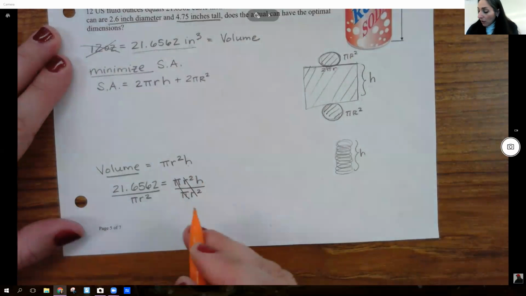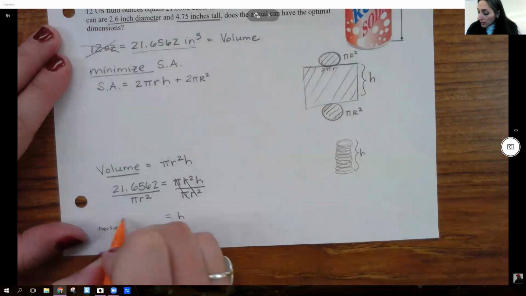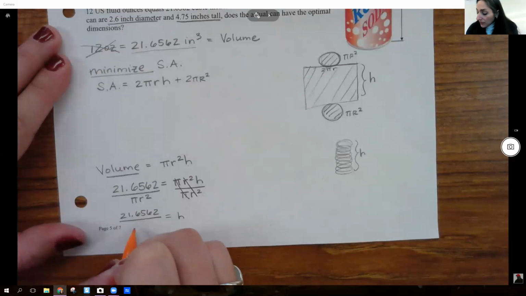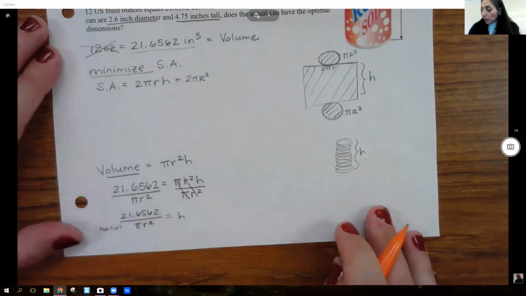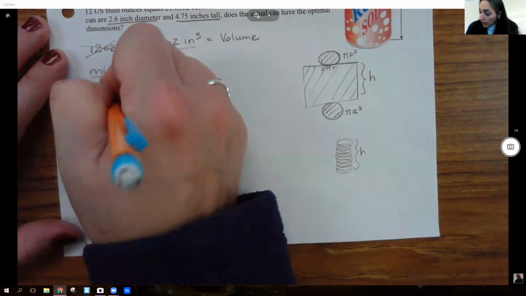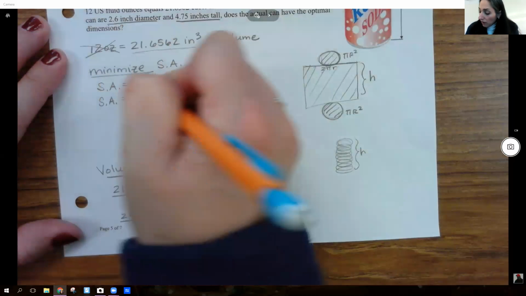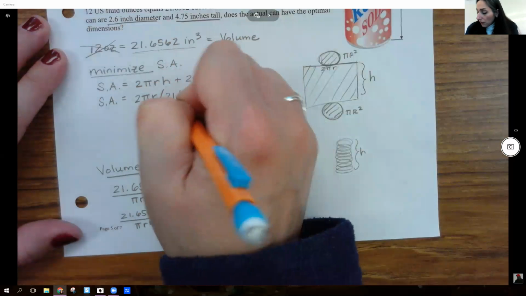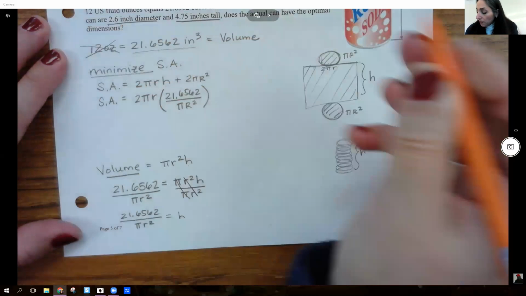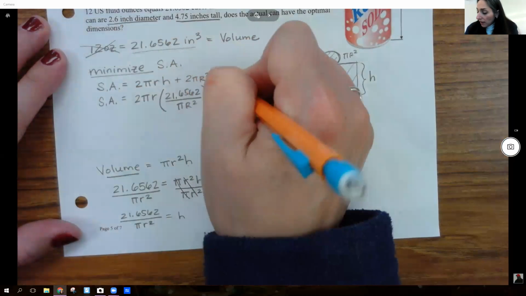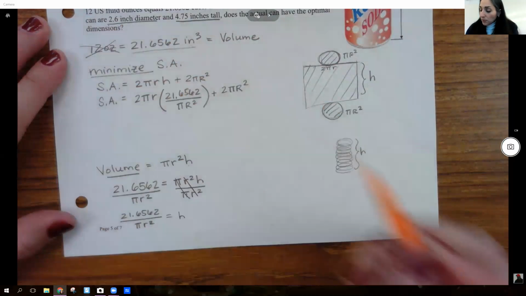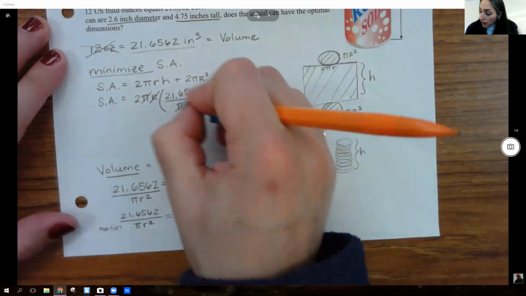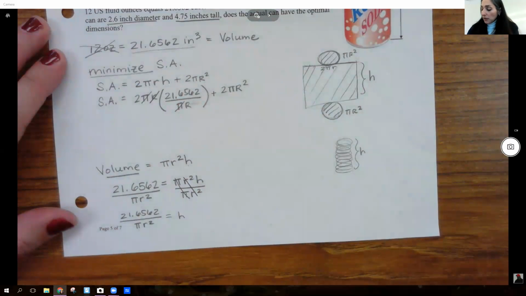This goes away. And now wherever you see an h up in the top, you are going to plug in 21.6562 over pi r squared. So surface area is 2 pi r times 21.6562 over pi r squared plus 2 pi r squared. We can do some canceling. This pi and this pi can go. If you cancel this r, you're left with an r down in the bottom like that.